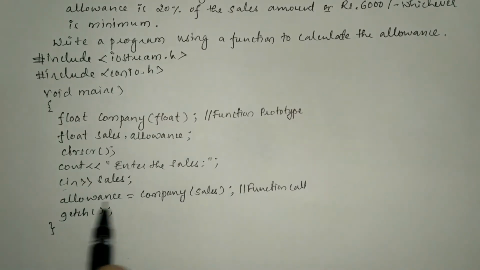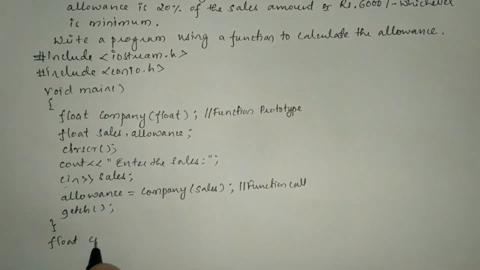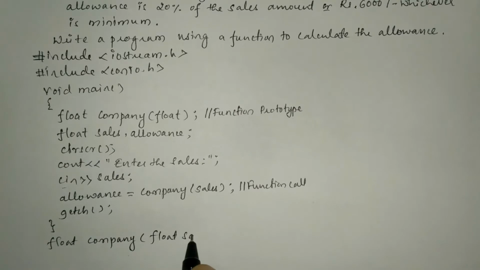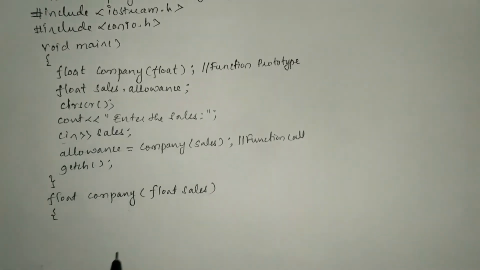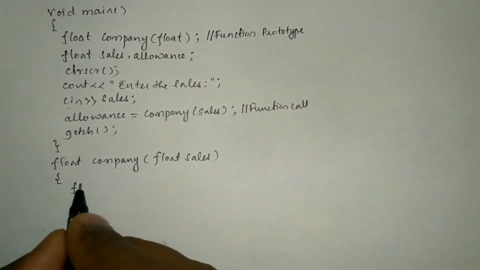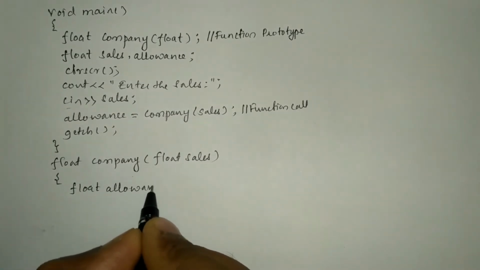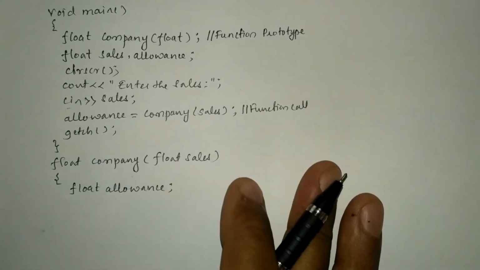Now it's time to define this particular function. Here we are going to write the return type float, and the name of the function is company, and here we have one argument of type float called sales. Curly open brace indicates this is the beginning of the body of the function. Now I'm going to declare a local variable called allowance of type float.